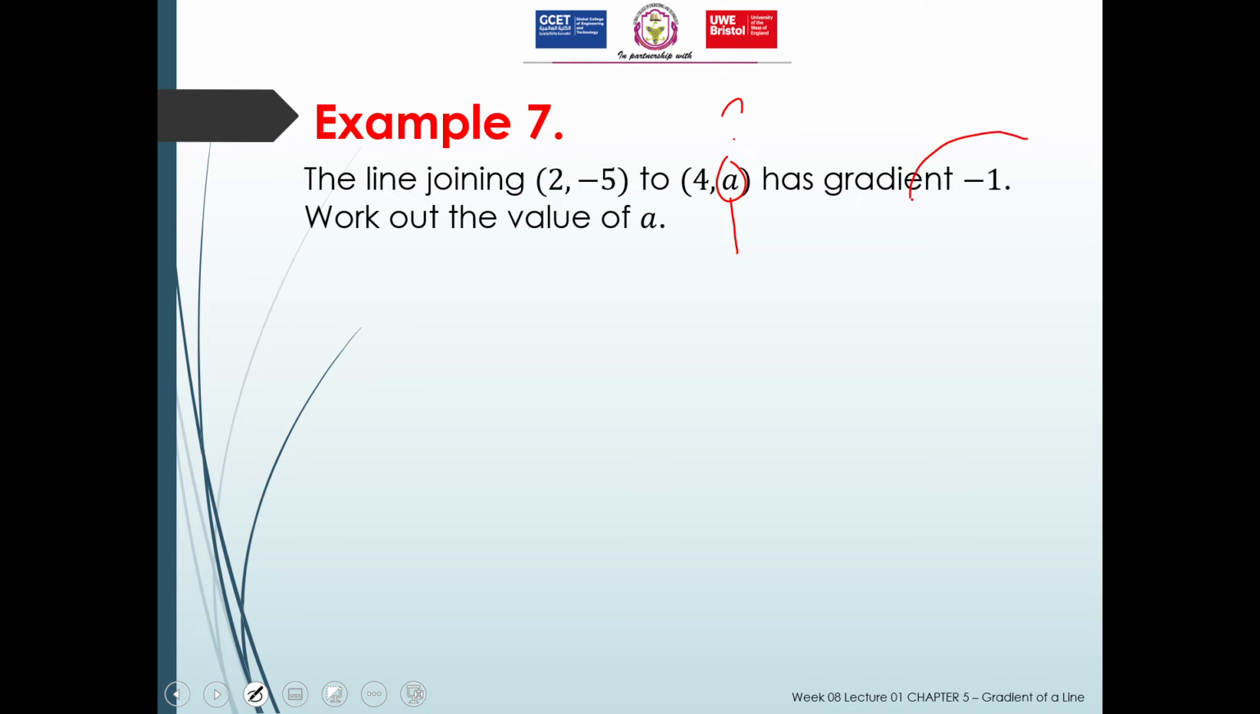Now, we are already given the value of m. The gradient is negative 1. So from our formula, m is equal to y sub 2 minus y sub 1 over x sub 2 minus x sub 1. Again, same formula. Now, let me choose a as my y sub 2, 4 as my x sub 2, negative 5 as my y sub 1, and 2 as my x sub 1.